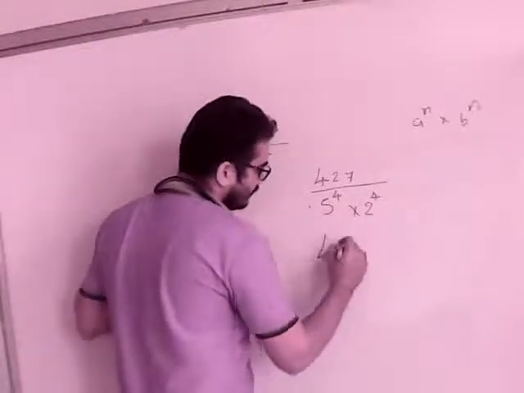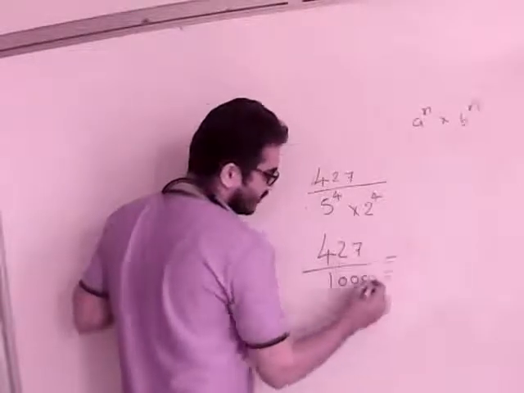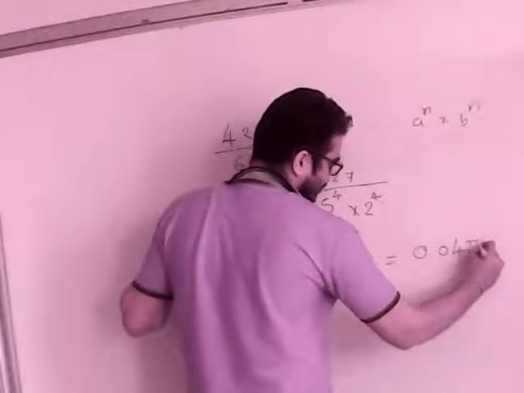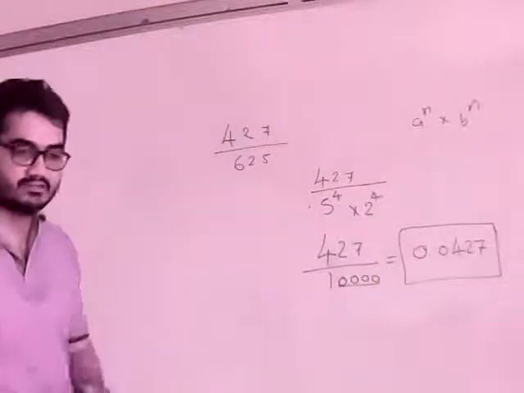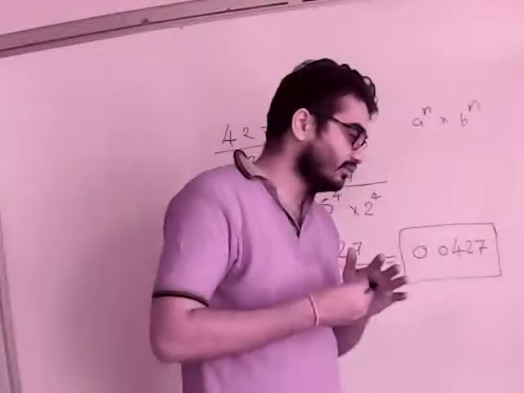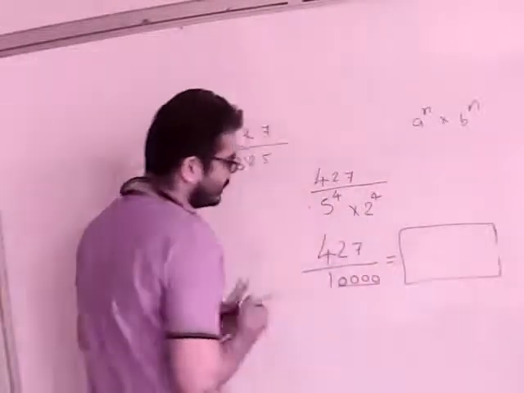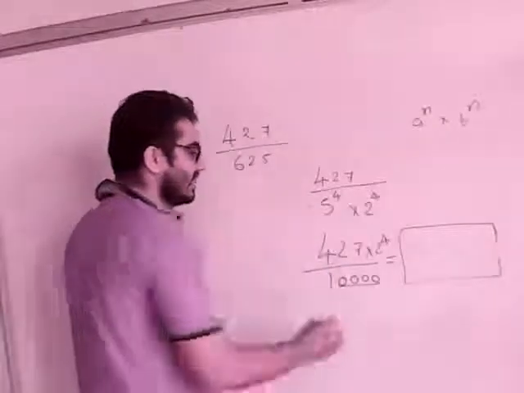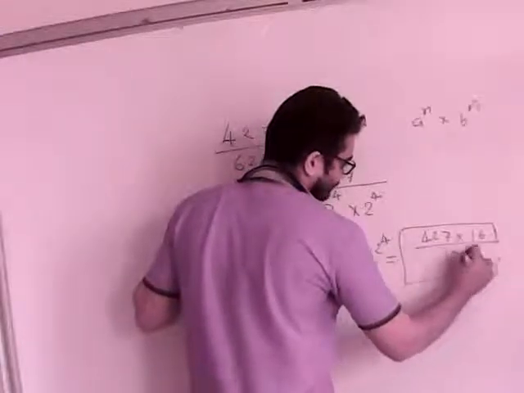Now this will be what? 427 upon 10,000. That is what? 0.0427. So once again what have we got? We have got that 427 upon 625 will be a terminating number. Sorry, this will not be the answer. As we have multiplied 2 raised to 4, so over here 2 raised to 4 will be multiplied once again. So that will be 427 into 16 upon 10,000.